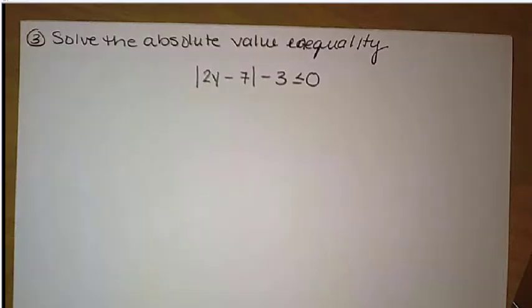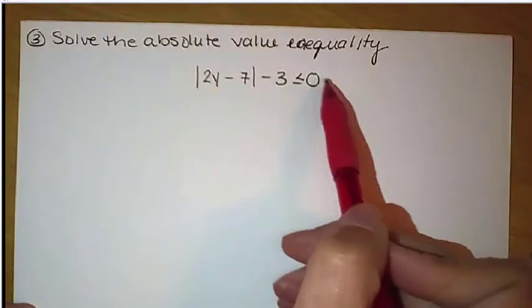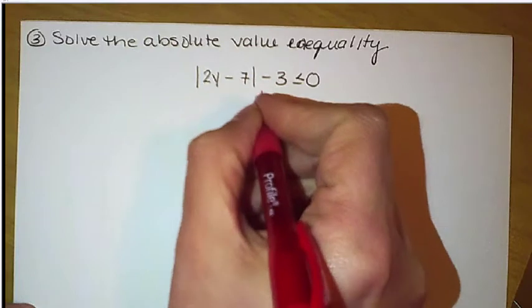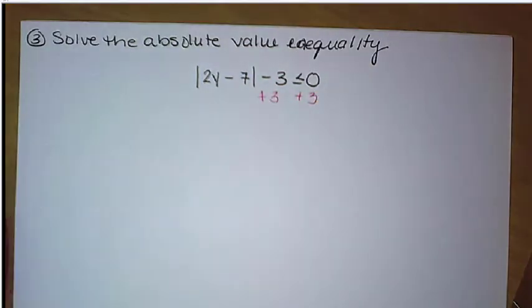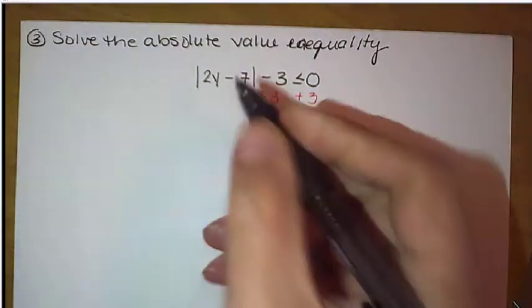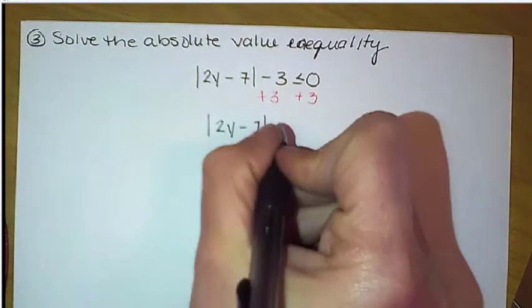Okay, so for our next problem, we are going to solve the absolute value of 2y minus 7, minus 3, is less than or equal to 0. So the first thing we want to do again is move this negative 3 over to the opposite side. So we are going to add 3 to both sides, always trying to get our absolute value by itself. So this is going to give us the absolute value of 2y minus 7 is less than or equal to 3.